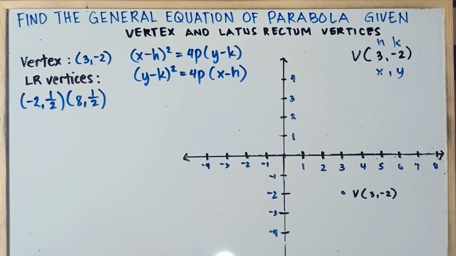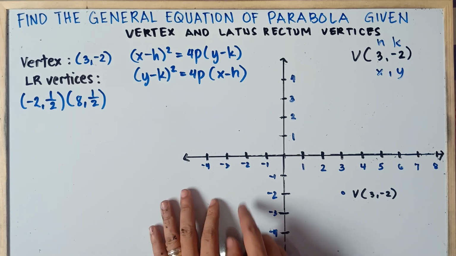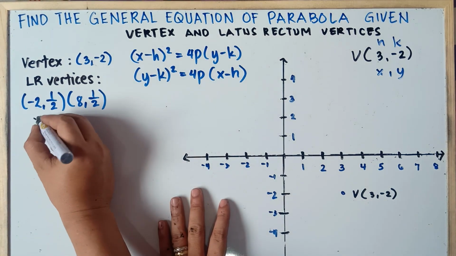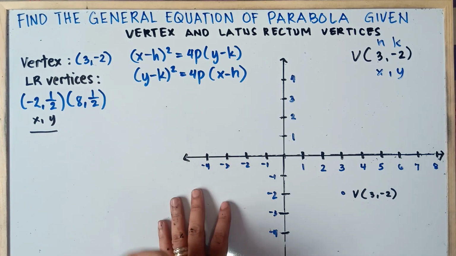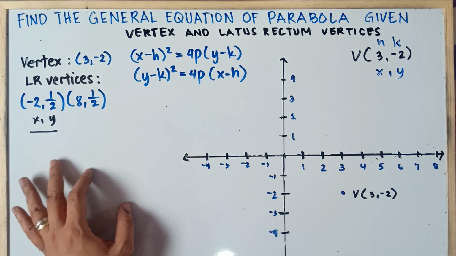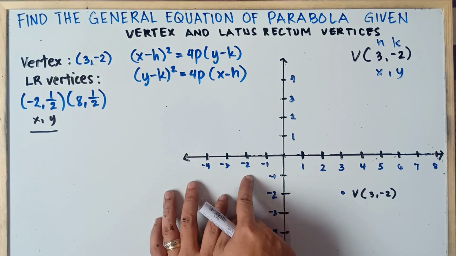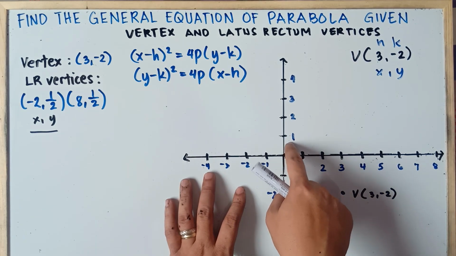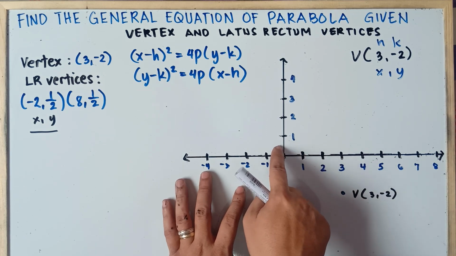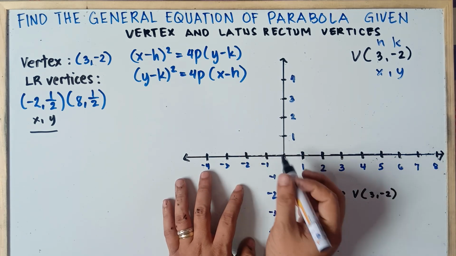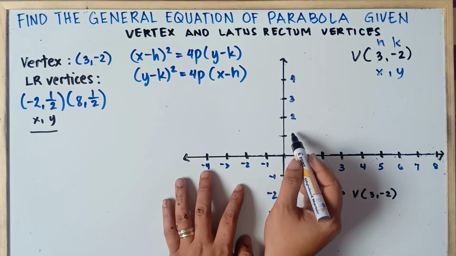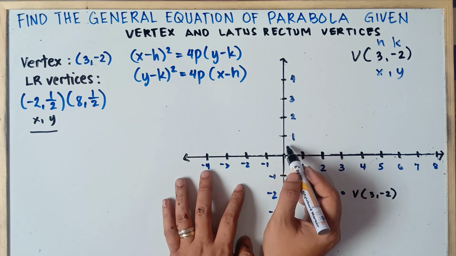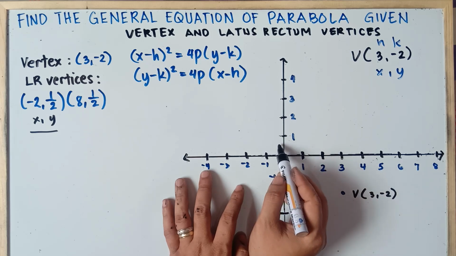Now let's have the vertices of the latus rectum. We have (-2, 1/2). Where's that, class? Once again, this is x and y. When you plot this one, class, always remember it is an ordered pair, x and y. X is negative 2, and then y is positive 1/2. If this is 1, half of 1 would be 1/2, right? That would be 0.5. So x is negative 2, and then y is 1/2. Half of 1, between the origin and 1. Middle part of the origin and 1, class, that's 1/2.